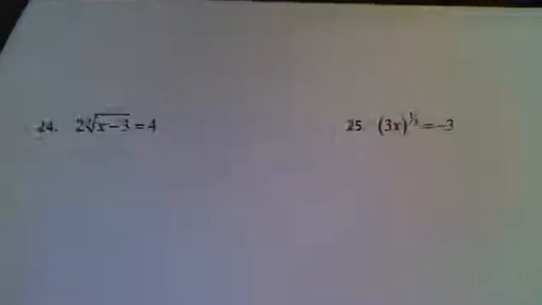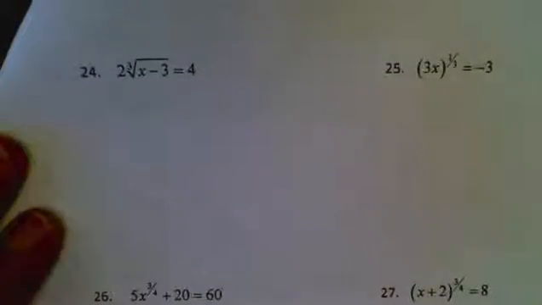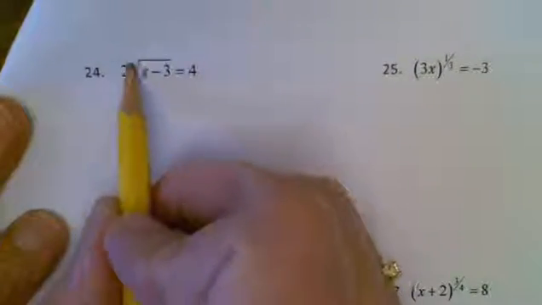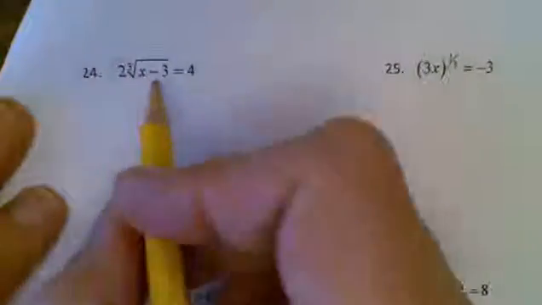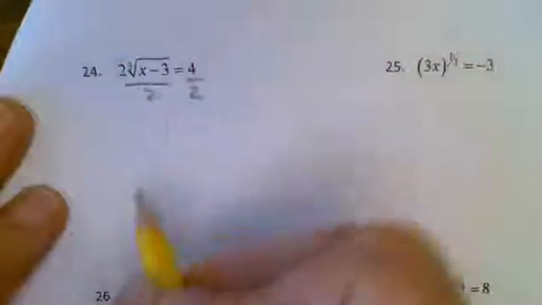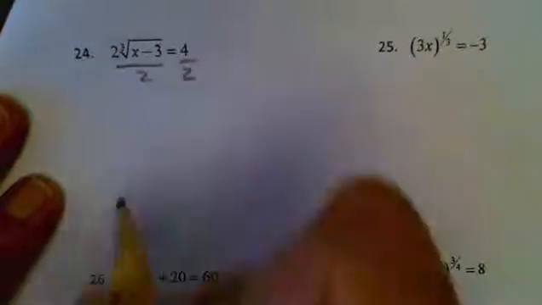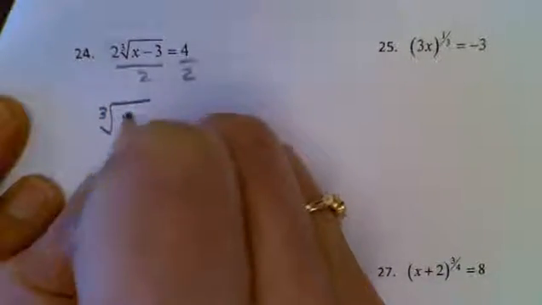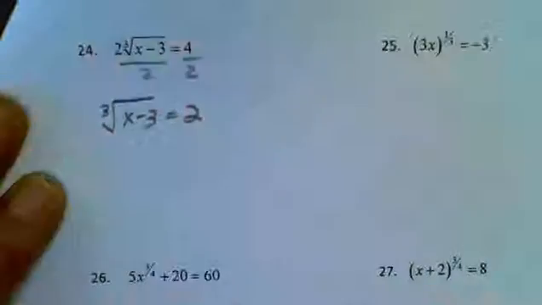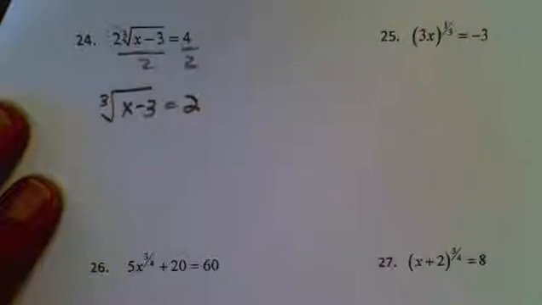Okay. When I go over to the next page, again, even this, if there's a number out in front of there, you want to get the radical by itself. So before you do anything, divide by 2. A lot of you missed that on the quiz. Divide by 2, and you get the cubed root of x minus 3 equals 2.